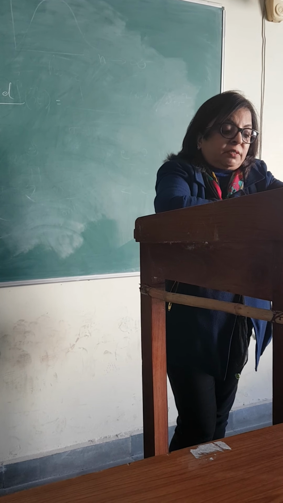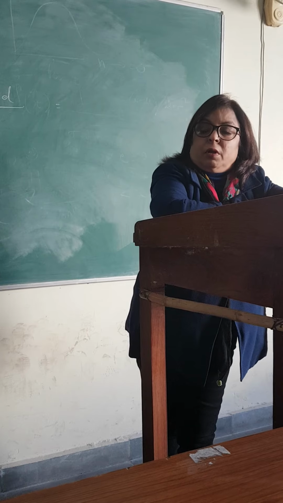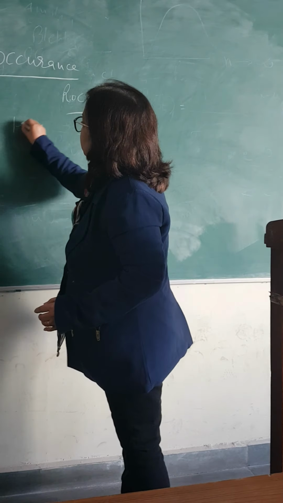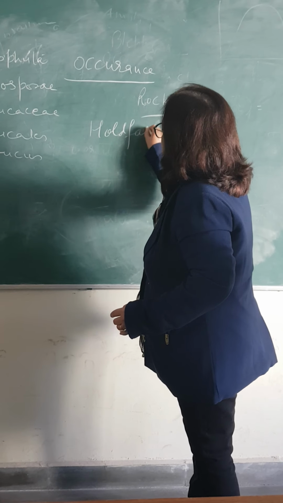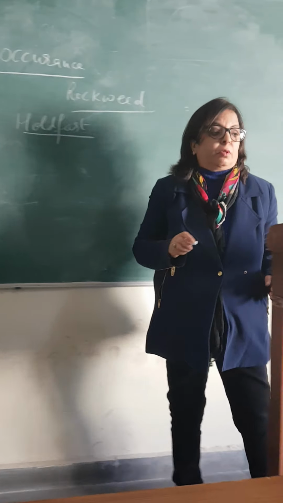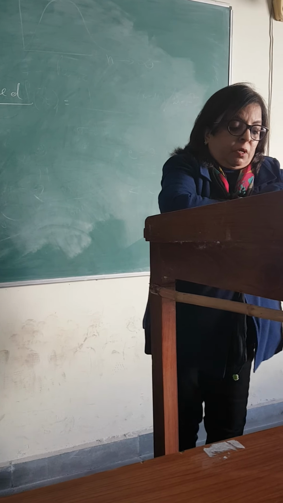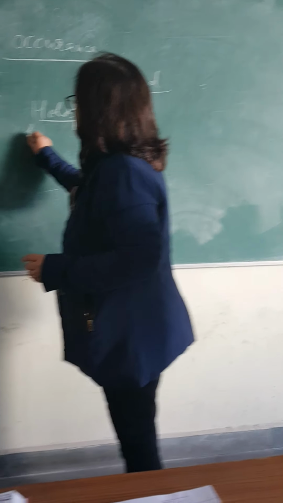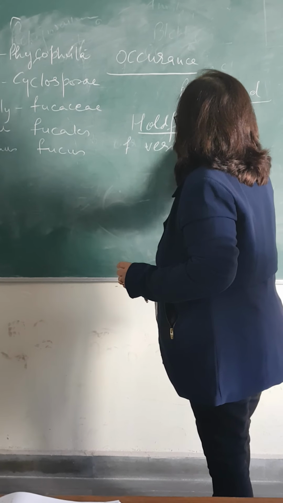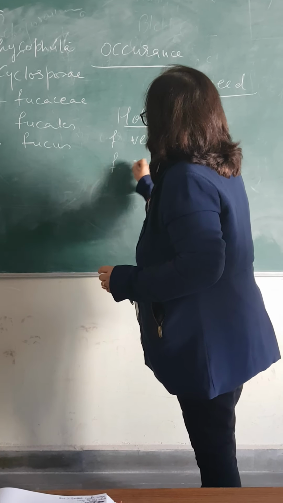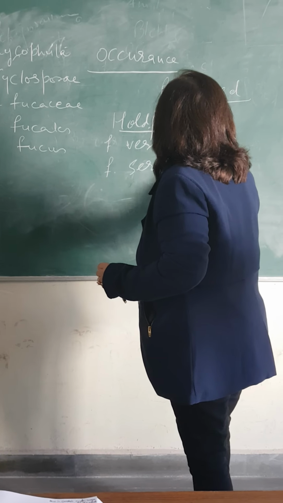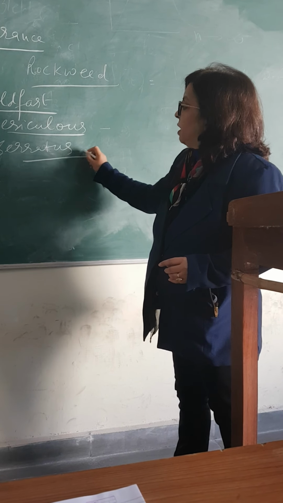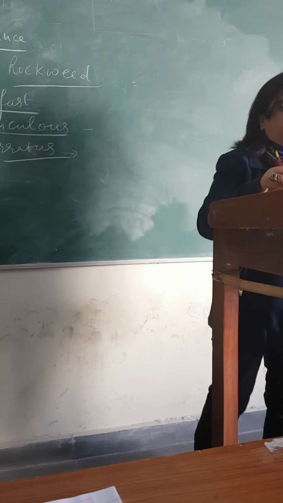The genus comprises a number of species which are attached to the rocks with the help of a holdfast. We have two common species, that is Fucus vesiculosus and Fucus serratus. This species has smooth margins of the thallus, and this has serrated margins in the thallus, that we'll see later on.